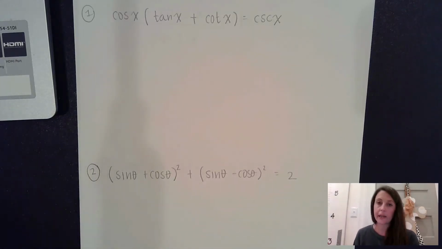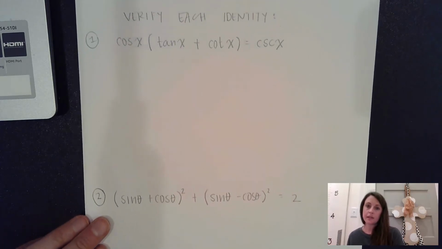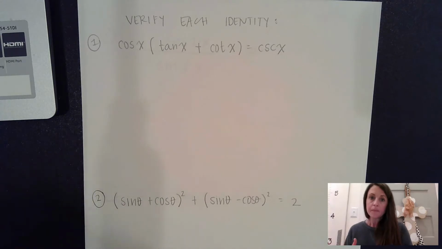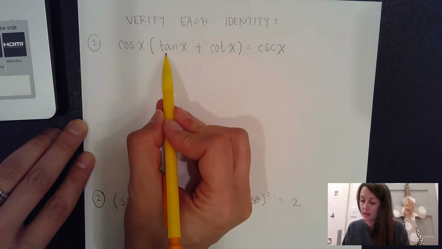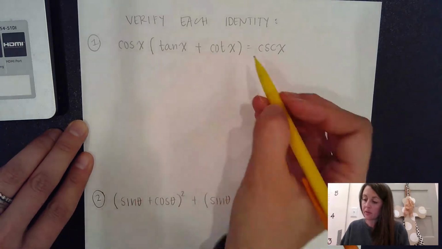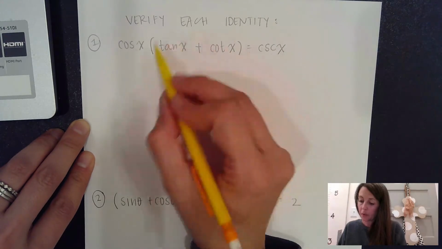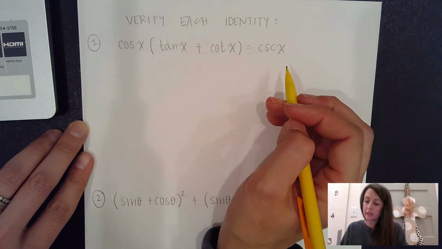So today we're going to look at verifying identities, simplifying identities, and just kind of refreshing our memory on our identities. So let's look at here. I've got cosine of x times tangent of x plus cotangent of x is equal to cosecant of x. Remember, we want to take the more complicated side and make it look like the less complicated side.